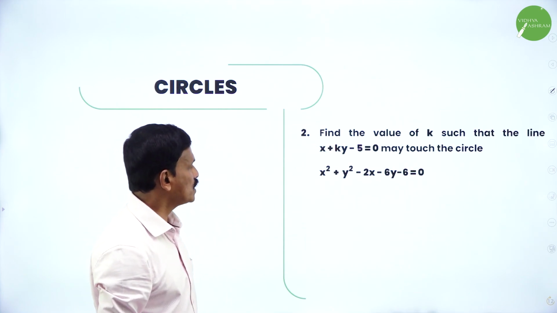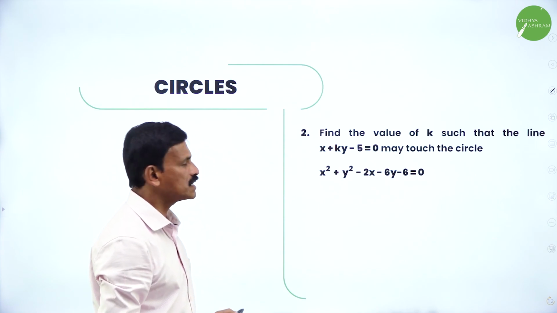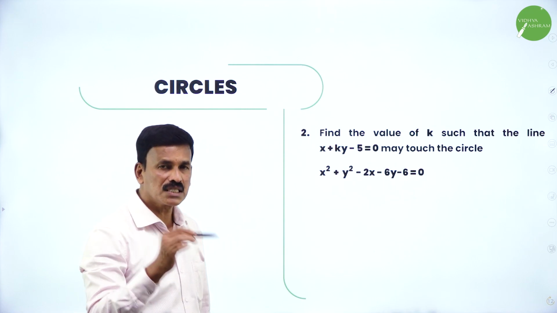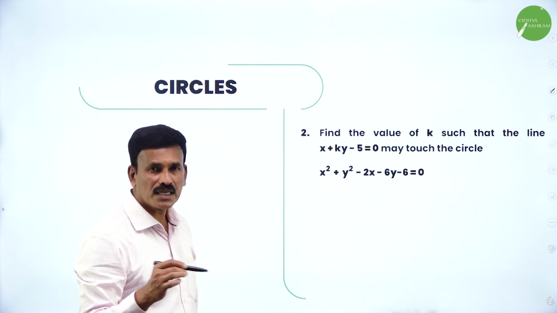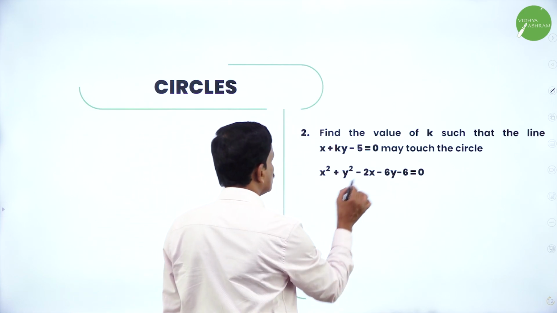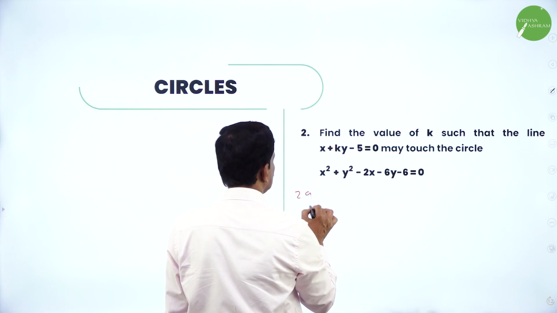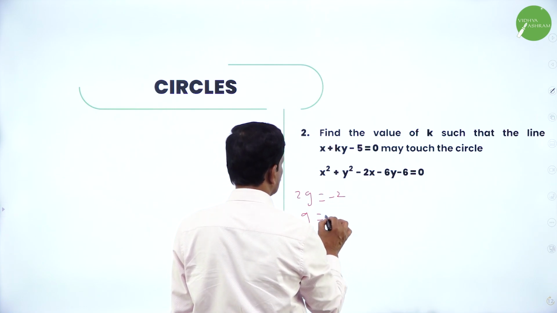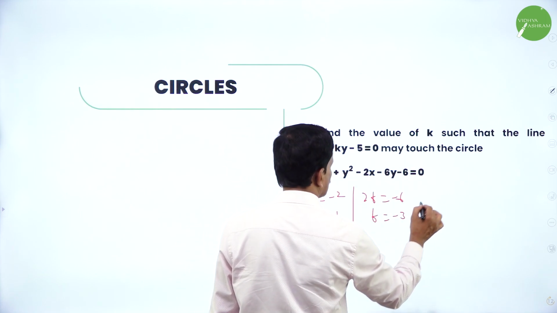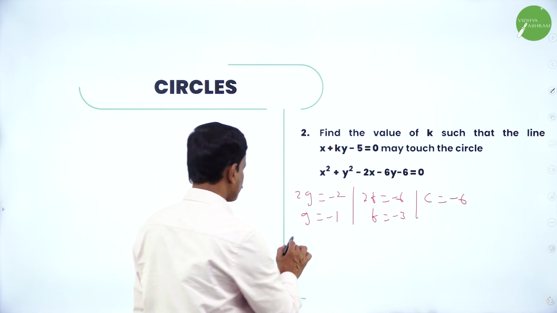Find the value of k such that the line x + ky - 5 = 0 may touch the circle. Same. So what is the condition for the circle to touch the line? That is, the radius is equal to the length of perpendicular. Now just find out the center and radius for the circle. Comparing, 2g is equal to -2, g is equal to -1, 2f is equal to -6, f is equal to -3, c is equal to -6.